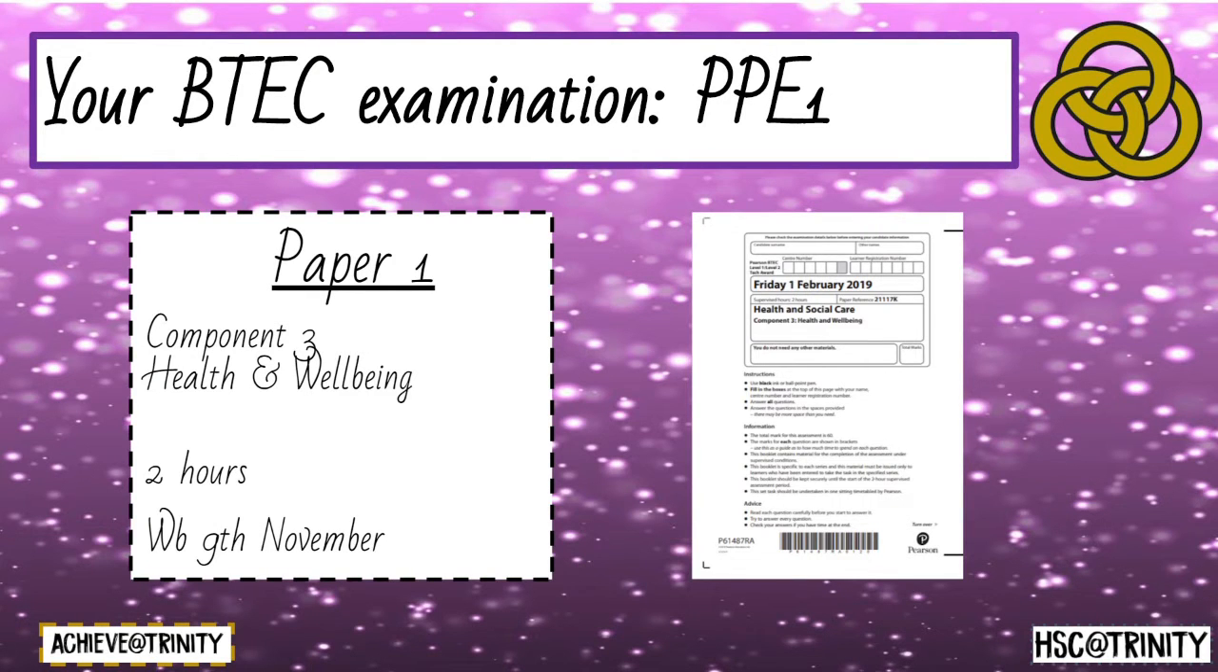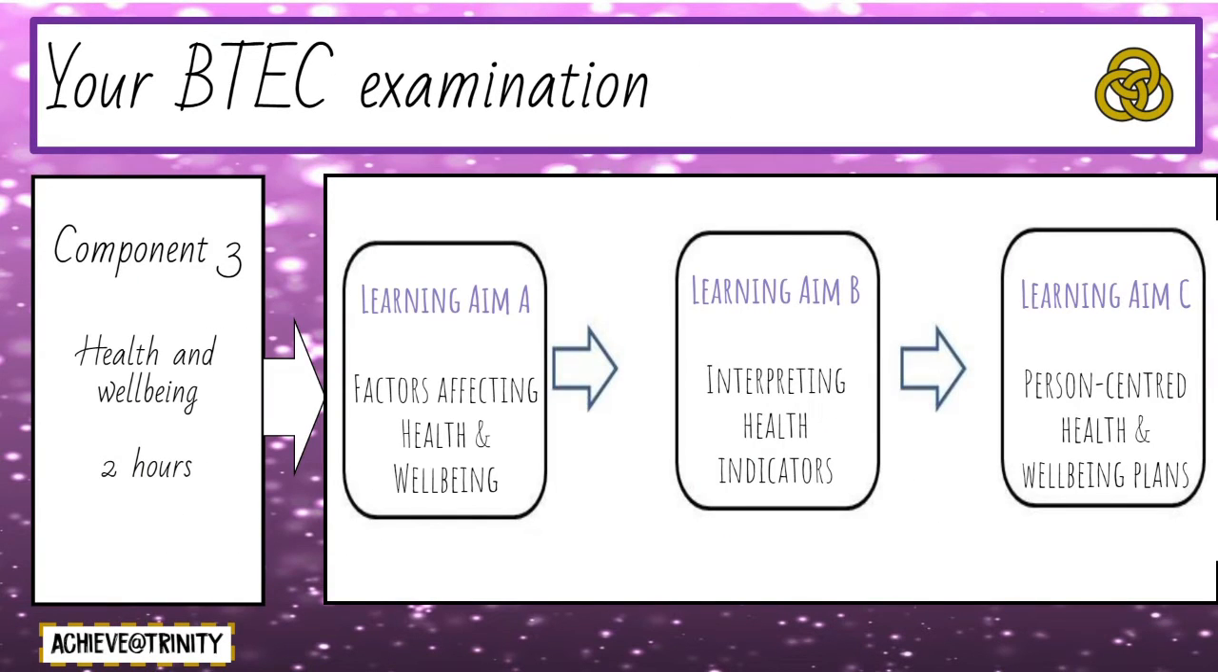On the week beginning November the 9th, Health and Social Care students will sit one pre-public exam, or PPE, for Health and Social Care. Students will complete Part A from a number of past papers. The assessment will last 2 hours and it will examine Component 3, Learning Aim A, Factors that Affect Health and Wellbeing. The Component 3 exam paper will test students' knowledge and understanding of health and wellbeing.